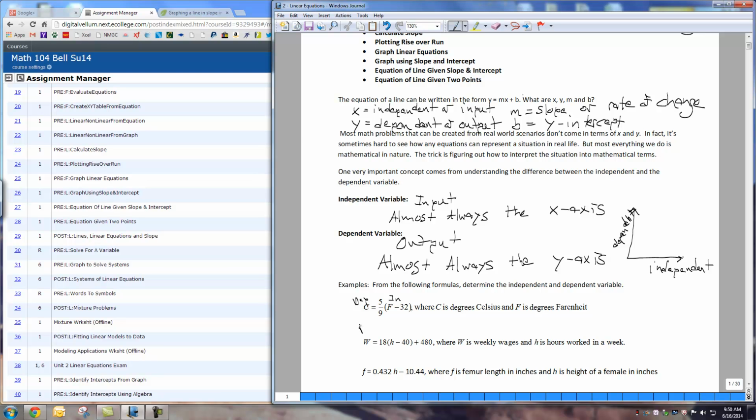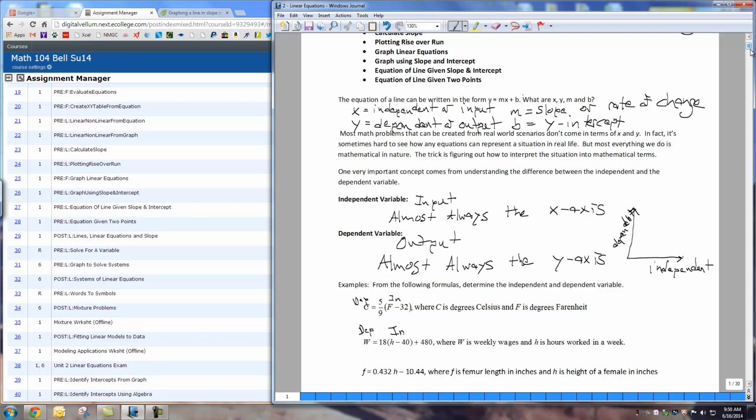Same with W. W is the dependent. Your wage depends on how many hours you work. So hours is the independent variable. So if I was going to graph this scenario, I would let hours be the x-axis and let wage be the y-axis.